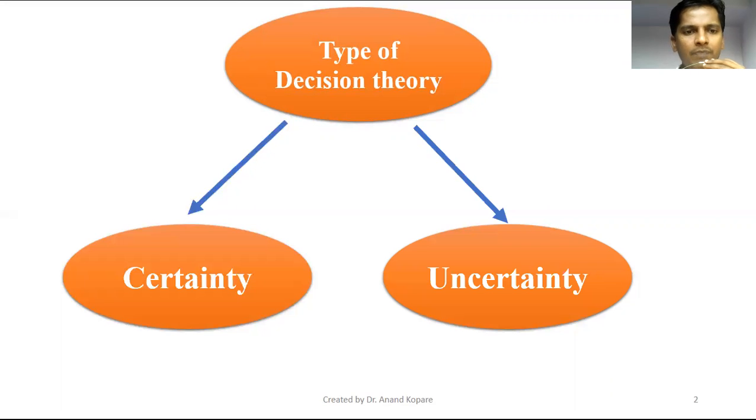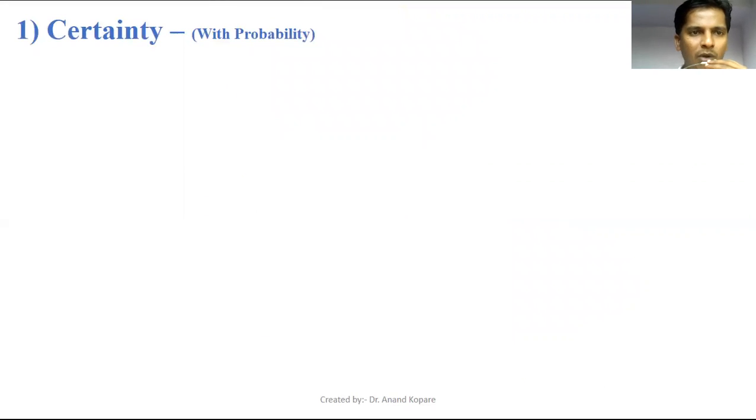So how do you find out whether your problem belongs to certainty or uncertainty? If in a decision theory problem the probability is given, then you can say this problem belongs to certainty. If there is a problem where the probability is not given, then you can say this problem belongs to uncertainty. So what do we have to do if the problem is of certainty? Suppose we find that under the problem the probability is given; on that basis we can say this problem belongs to certainty.